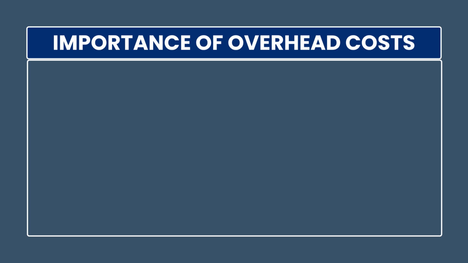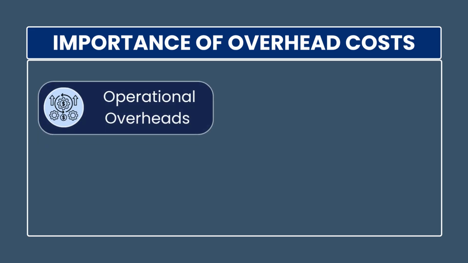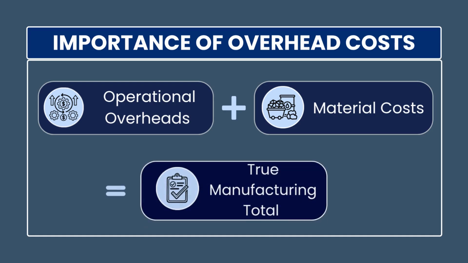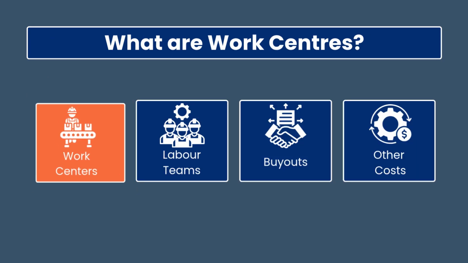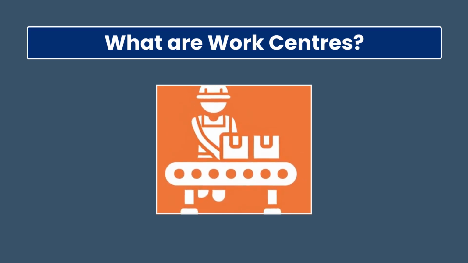Manufacturing costs are made up of more than just materials. Operational overheads such as electricity, labor, machine time, and external services all contribute to the true manufacturing cost of a product. Capturing these costs during manufacturing gives you more accurate production records before the information is posted back to your accounting system. Work centers represent the different areas of operation or manufacturing processes within your factory.